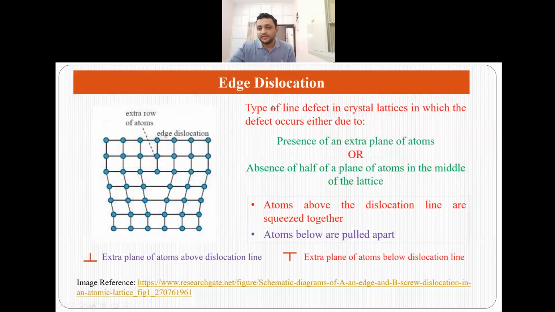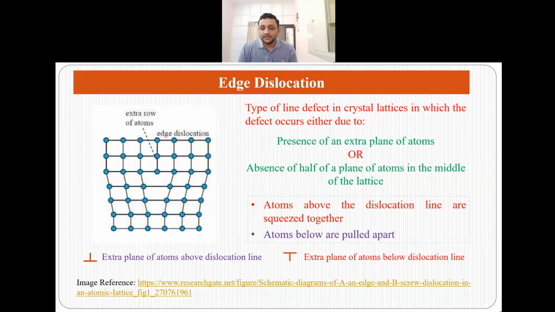Edge dislocation is a type of line defect in crystal lattices in which the defect occurs either due to the presence of an extra plane of atoms or the absence of half a plane of atoms. So if we have an extra plane of atoms present or if there is an absence of a plane of atoms, then we say that it is an edge dislocation. Here, the atoms above the dislocation line are squeezed together and atoms below the dislocation line are pulled apart.